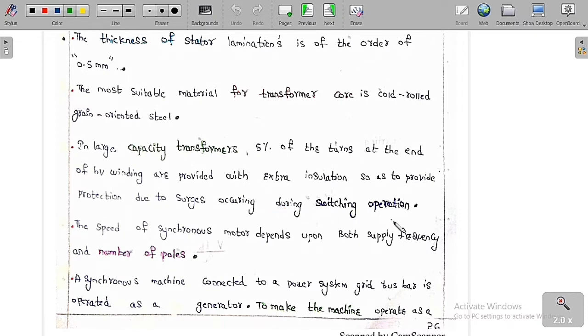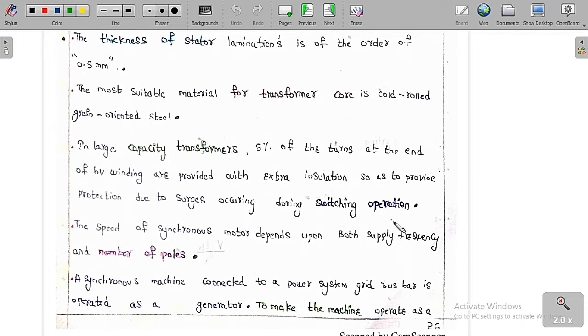I have already told you, suppose you go for large rating capacity transformers, then definitely for the HV winding, for the 5% last turns of the HV winding, we are going to provide some extra insulation, because during the switching operations we are going to get a lot of surges. So this winding should withstand them. Therefore, simply we can say that in large rating capacity transformers, 5% of the turns at the end of the HV winding are provided with extra insulation so as to provide protection due to surges occurring during the switching operation.